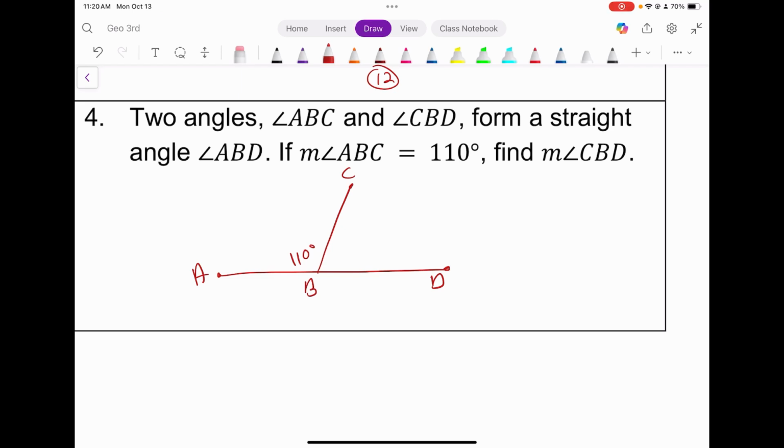And we do have linear pairs again here because you have a straight angle, so therefore the 2 must add up to 180. So we can simply take 180, subtract the 110 from it, and that gives us the 70-degree angle for the measure of angle CBD.